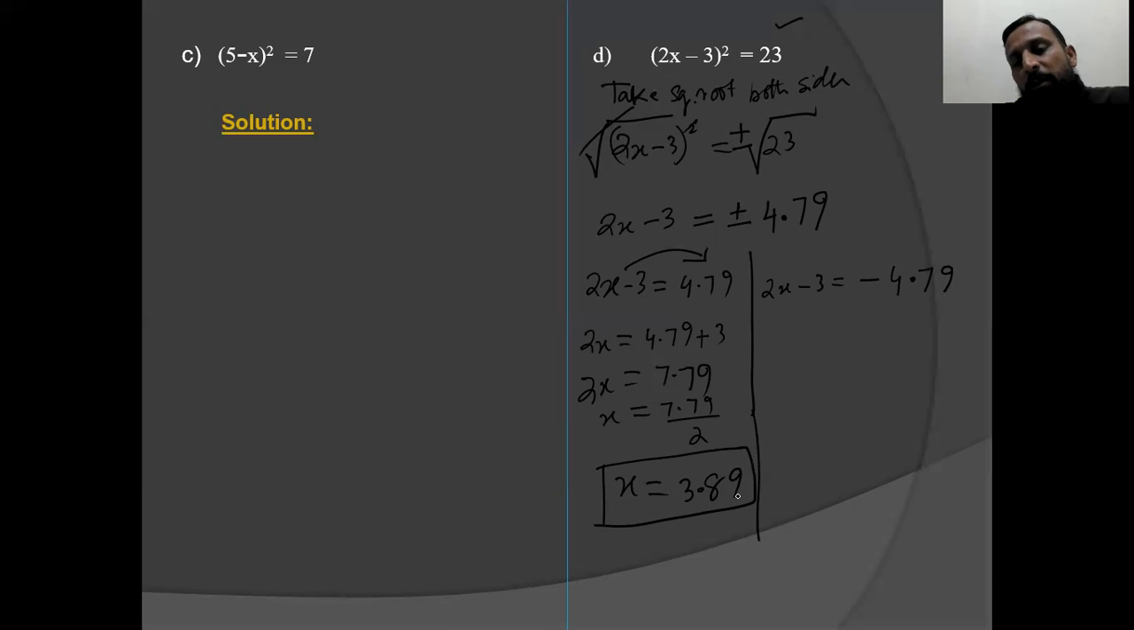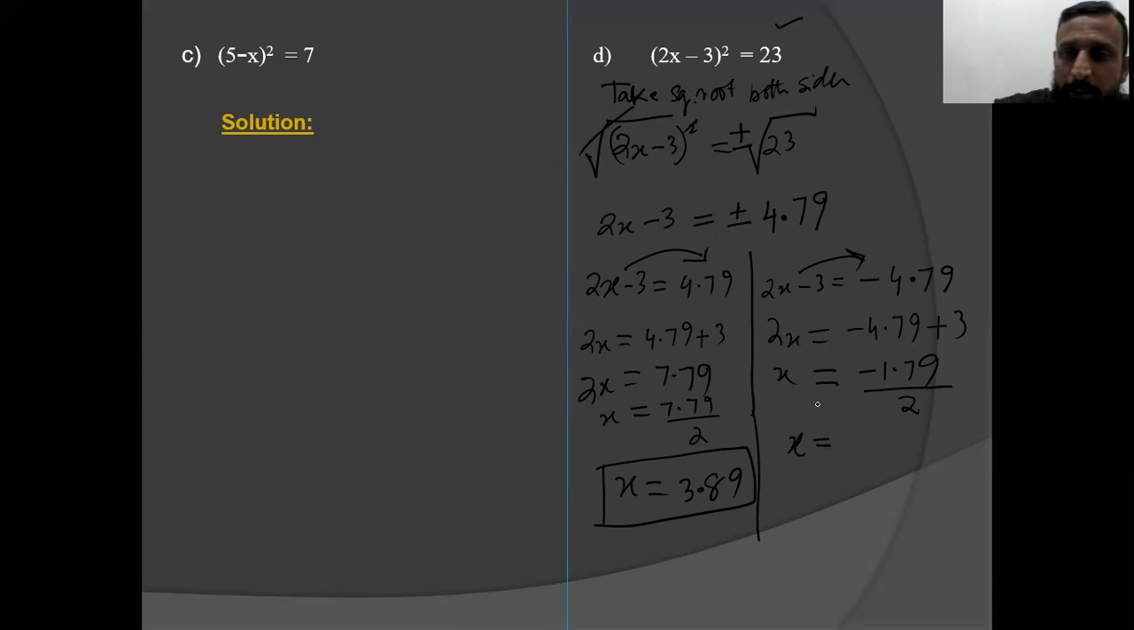Likewise, you do the same working with the other part. Negative 3 moves on the other side and becomes positive. So you have negative 4.79 plus 3, you get a difference of negative 1.79. Now what can you do? You can cross multiply the 2 on this other side. Negative 1.79 divided by 2. Please use your calculator. You're allowed to use a calculator in this. It's negative 0.89.